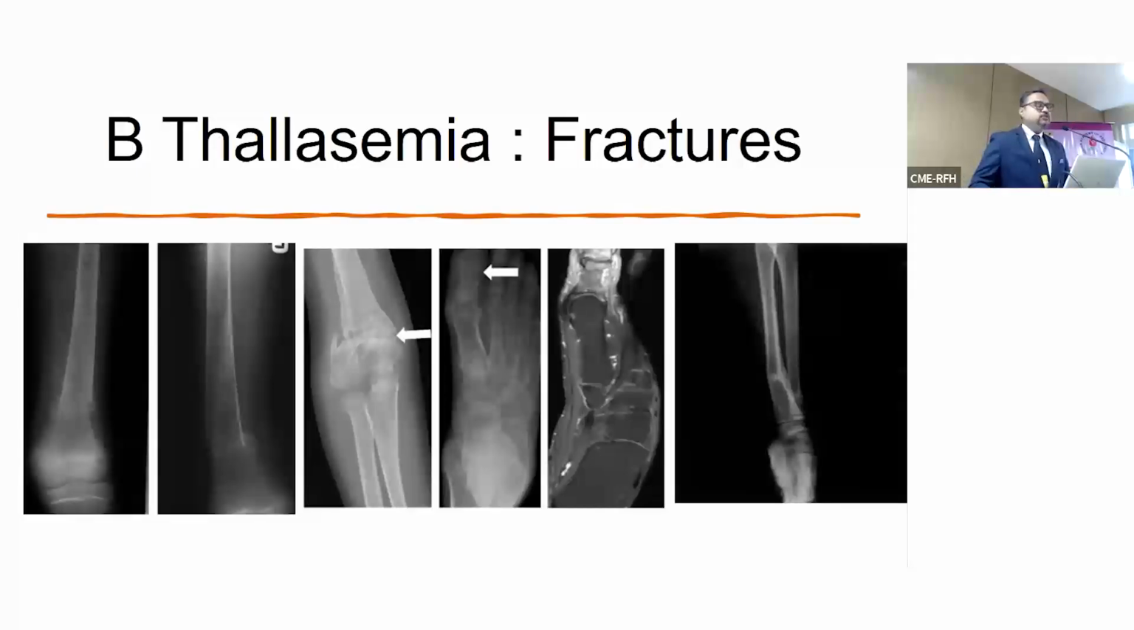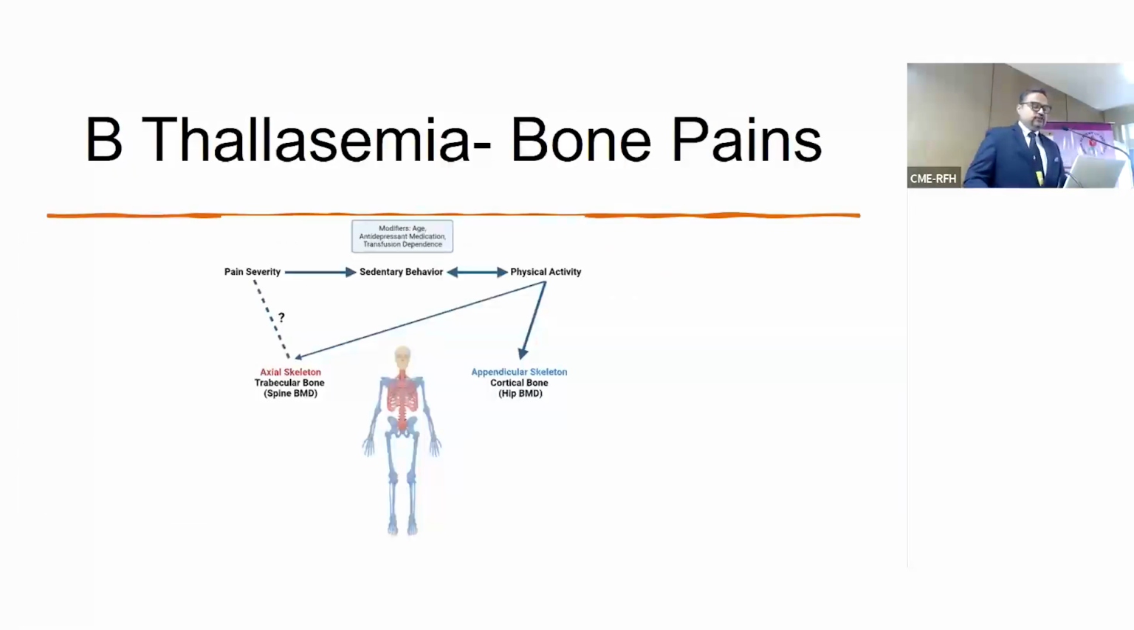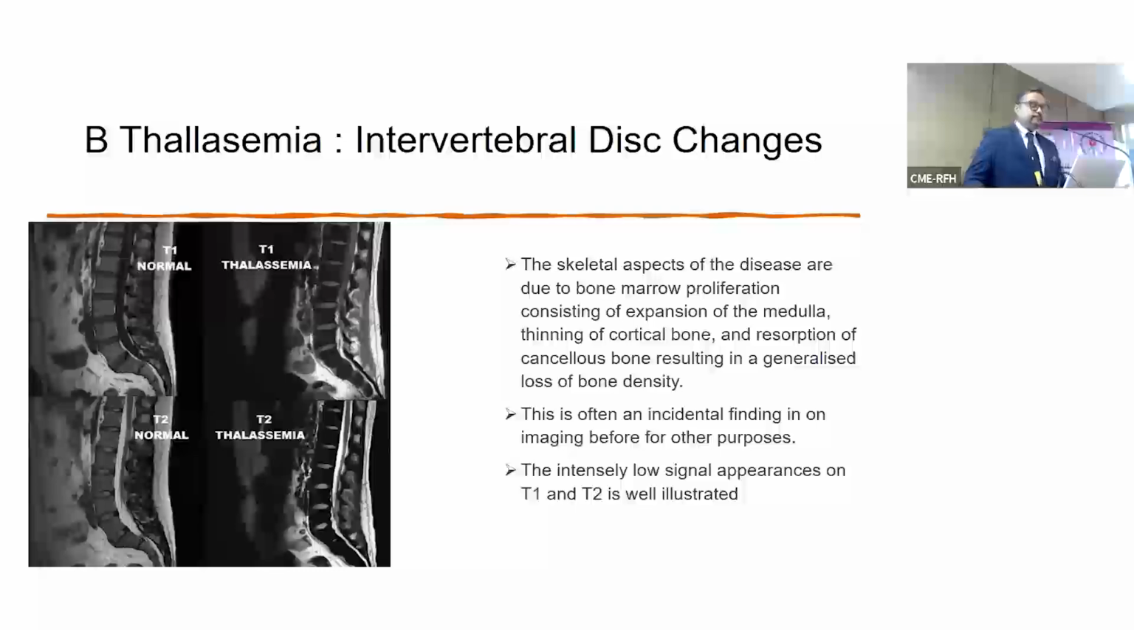It can pick up what we call insufficiency fractures. Bone pain, again, is similar. The trabecular bone levels go down, the cortical bone thins out, and there are a lot of multifactorial, multimodal issues, especially sedentary behavior, secondary to all other issues, that can lead to bone pains.